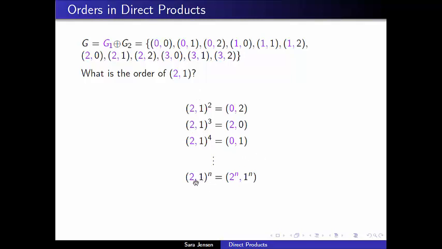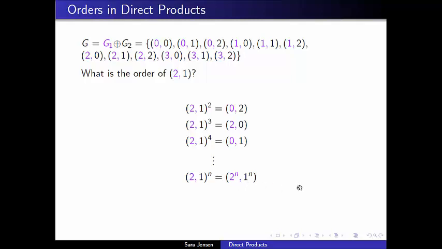Because we are doing everything component-wise, we see that any element raised to the nth power inside of our group G is simply going to be the first component raised to the nth power interpreted in the first group, the second element raised to the nth power interpreted in the second group. And we see from this formula that we should expect to arrive at the identity when we've reached a multiple of the order of the first element and a multiple of the order of the second element.